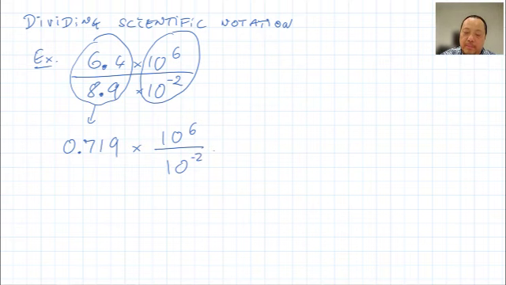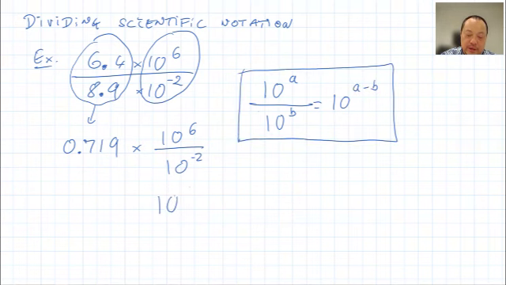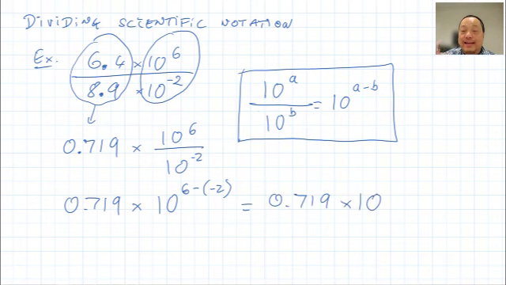What do I do with that? Well, then I have to go back into my knowledge of algebra and recall that when I divide two powers of the same base like this, all I do is subtract the exponents. So over here, I'm going to take 6 minus negative 2. I'm going to subtract the top exponent minus the bottom exponent. 6 minus negative 2 is positive 8.